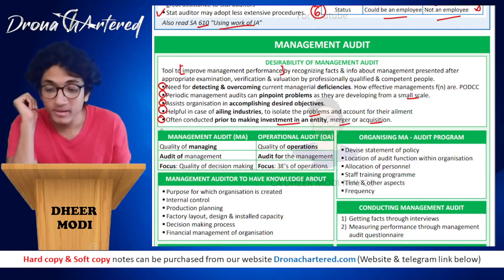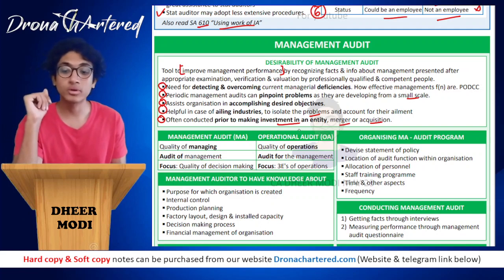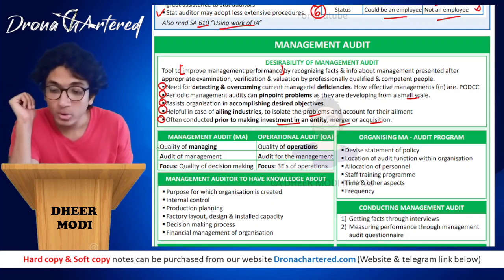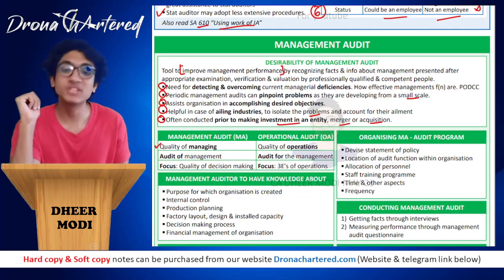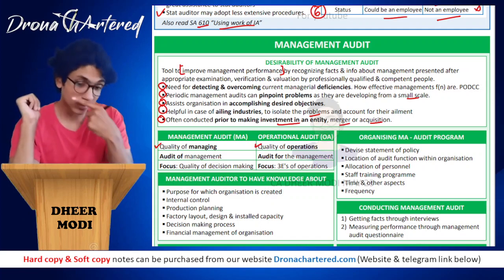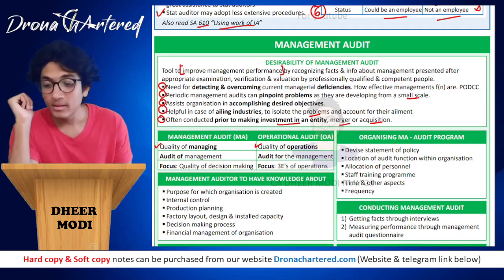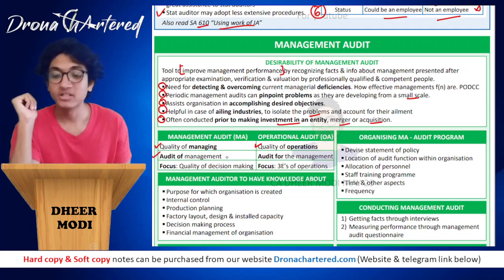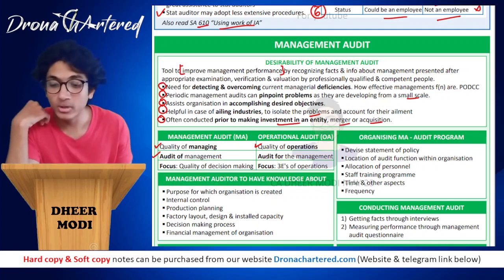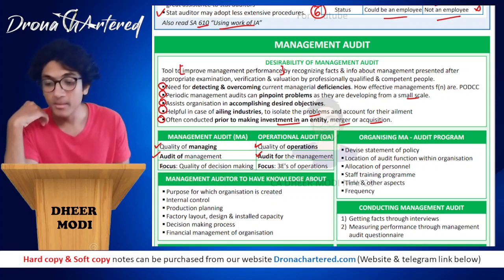Now the difference between management audit and operational audit. Operational audit will come later in the chapter, but we'll still do it. Management audit is with regards to the quality of managing, while operational audit is with regards to the quality of operations. Of course, they want to check how effectively your operations are functioning. Next is audit of management. Management audit means you are auditing the management, while in operational audit you are auditing for the management, because this report will be used by the management.